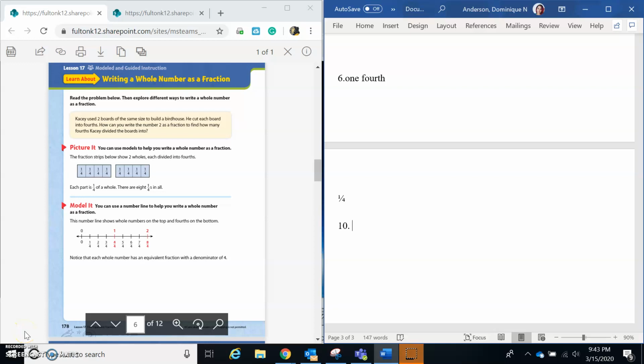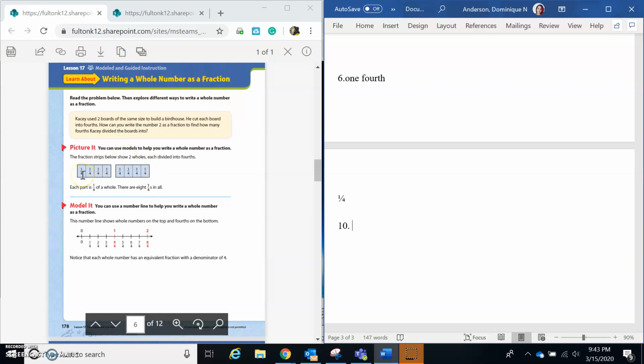It said Casey used two boards of the same size to build a birdhouse. He cut each board into fourths. How can you write the number 2 as a fraction to find how many fourths Casey divided the boards into? So if we look here at this model, here are the two boards. They used fraction strips.